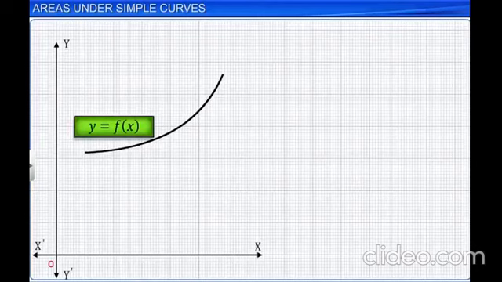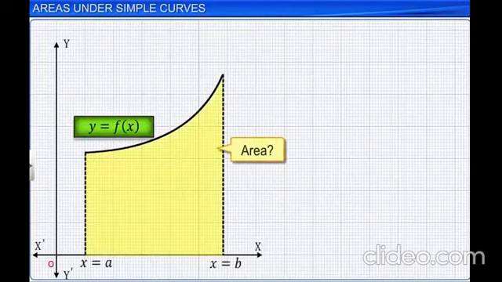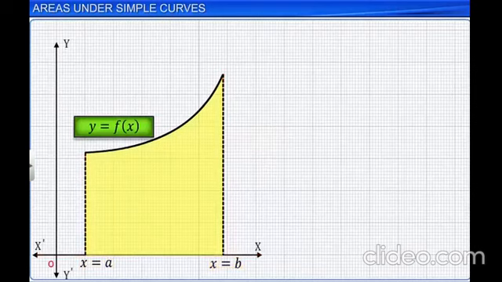Given the graph of a function, y is equal to f of x, as shown. How do you calculate the area of the region bounded by the curve y is equal to f of x, the ordinates x is equal to a and x is equal to b, and the x-axis? Actually, it's quite simple. Let's see how to do it.